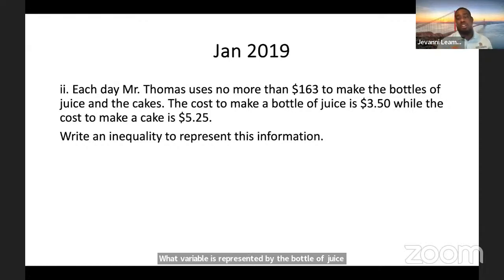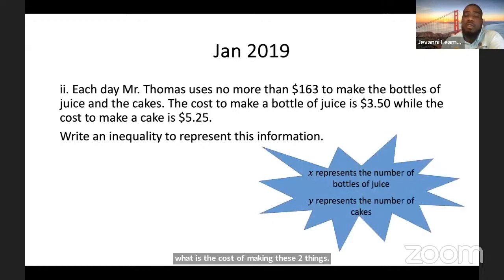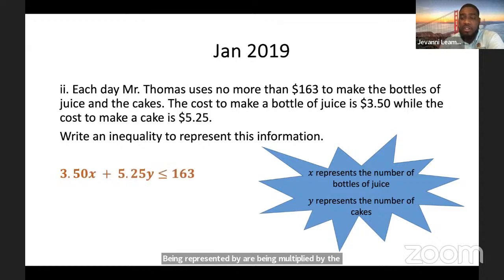So you have the $3.50 multiplied by the variable X, added to, because you want to find out the cost of making these 2 things, as the question would have said in the first part. And you have the $5.25 multiplied by the variable y, as that represents the number of cakes, and so on and so forth. So we get this little inequality.